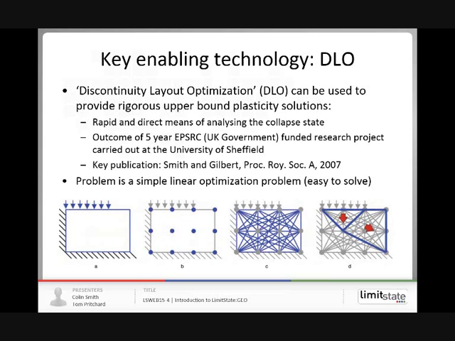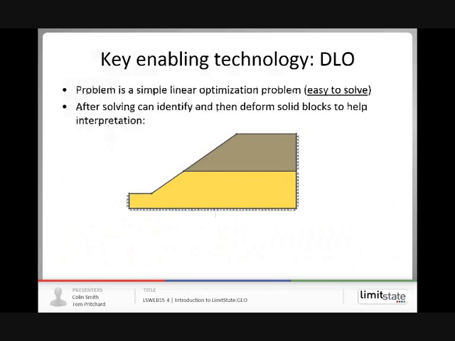Now normally we're solving problems with, say, 1,000 nodes, that's 1 million potential slip lines, and out of that the software will pick the critical collapse mechanism in a matter of seconds, as we'll see shortly. So it turns out that that type of problem is a simple linear optimization problem. It's easy to solve with modern state-of-the-art optimization solvers. And once we've solved the problem, we can identify the blocks between the discontinuities and animate them to aid interpretation.